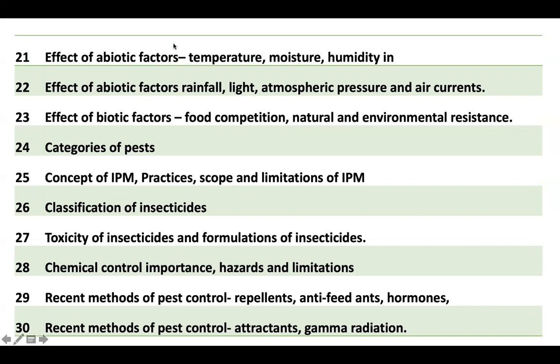So what is its effect on insect growth and development? And then the effect of abiotic factors like rainfall, light, atmospheric pressure and air current, and what are their responses on insects. Then the effect of biotic factors, like food competition, where one insect competes with another insect for food. And then natural and environmental resistance will come under biotic factors.